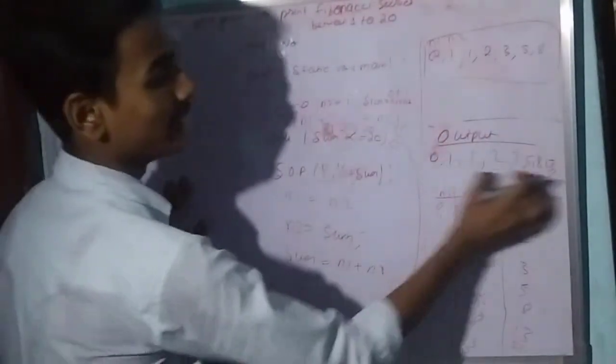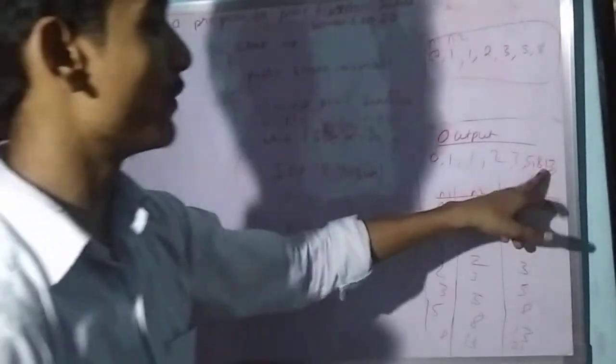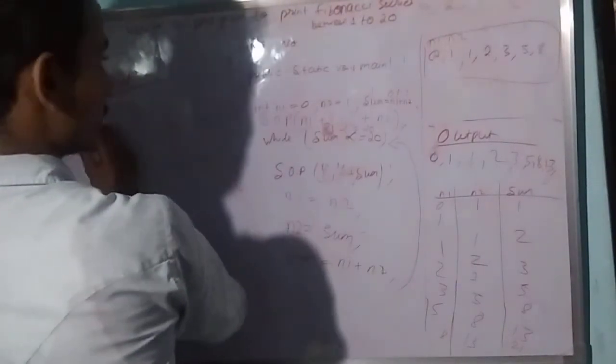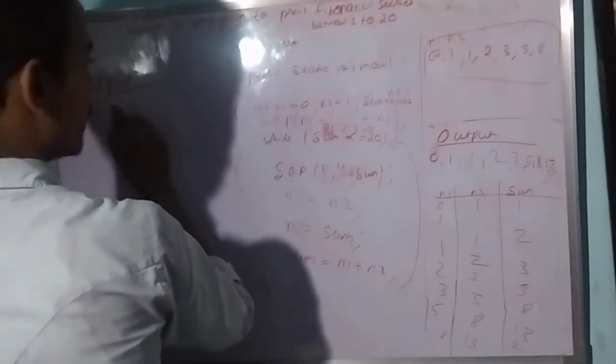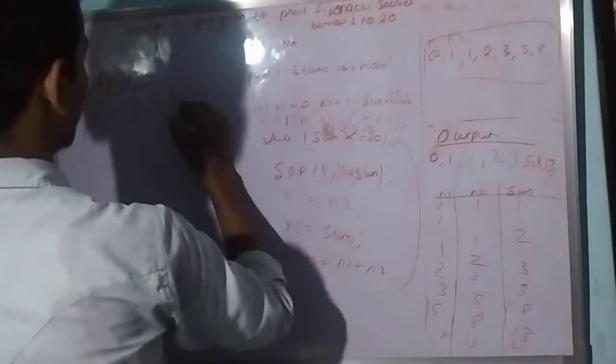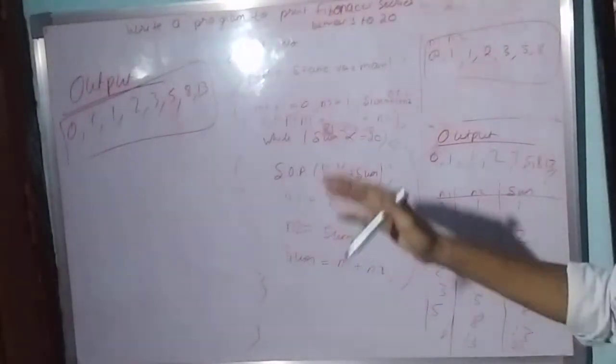Then the output will be this. 0, 1, 1, 2, 3, 5, 8, 13. Here I write the output. 0, 1, 1, 2, 3, 5, 8, 13. This will be the output. And this is the program. If you want to copy, you can copy.